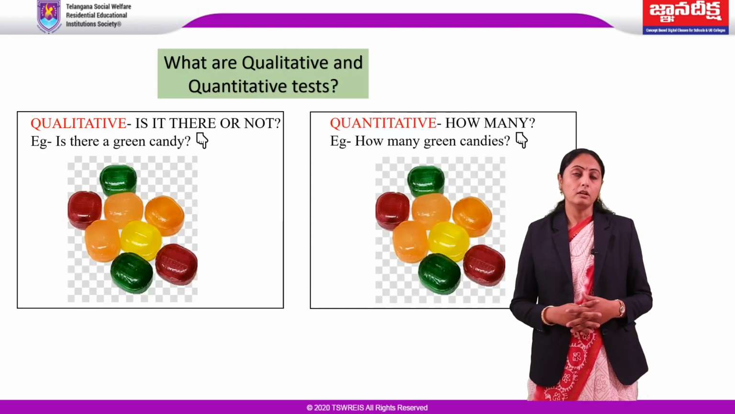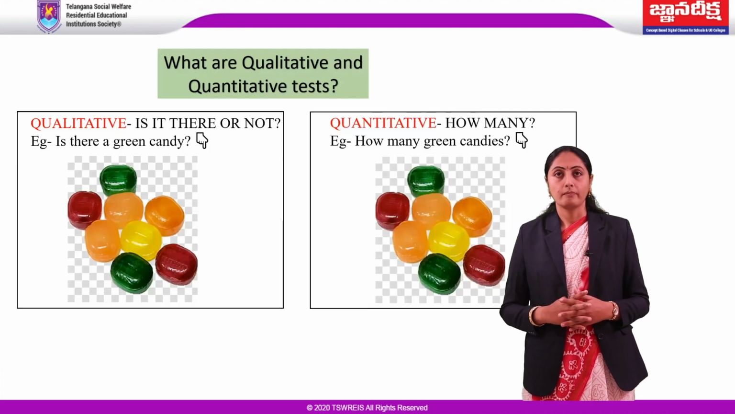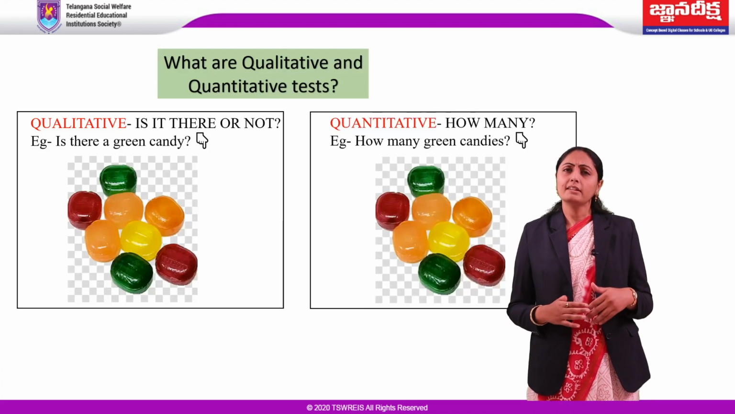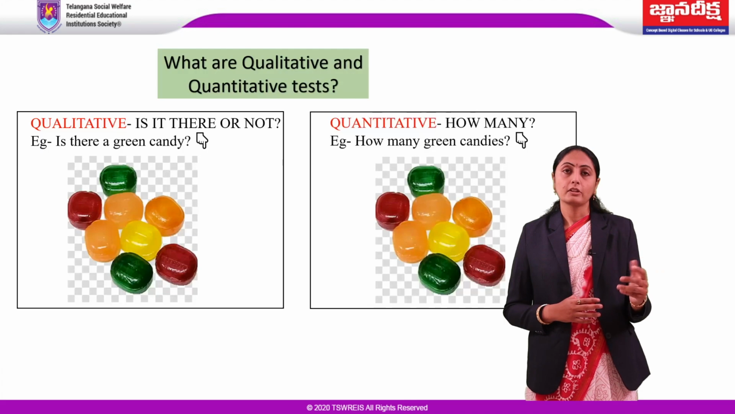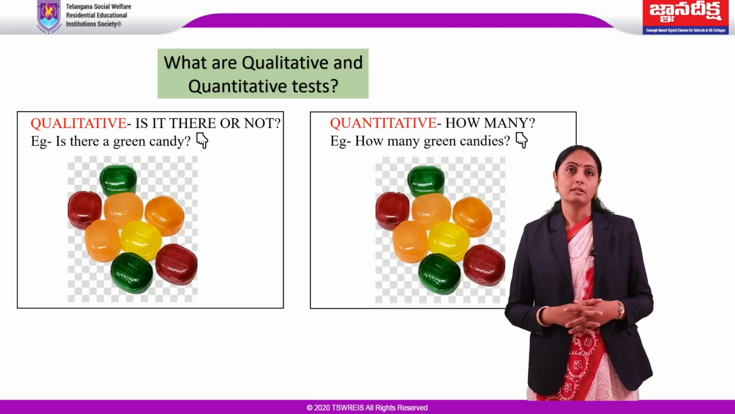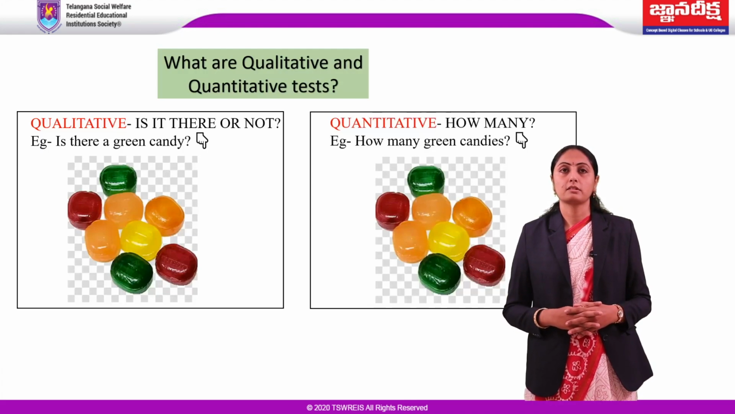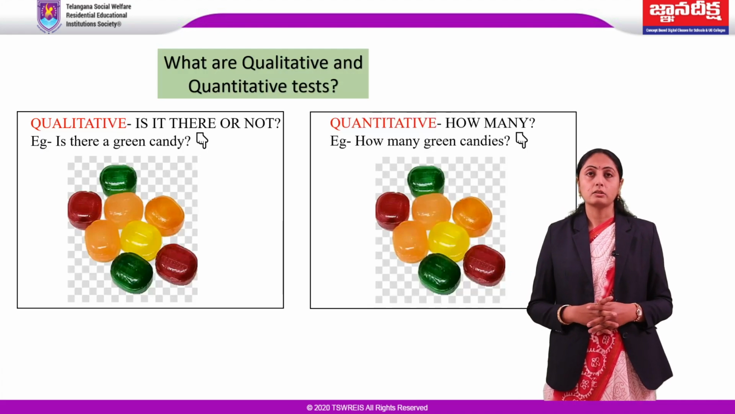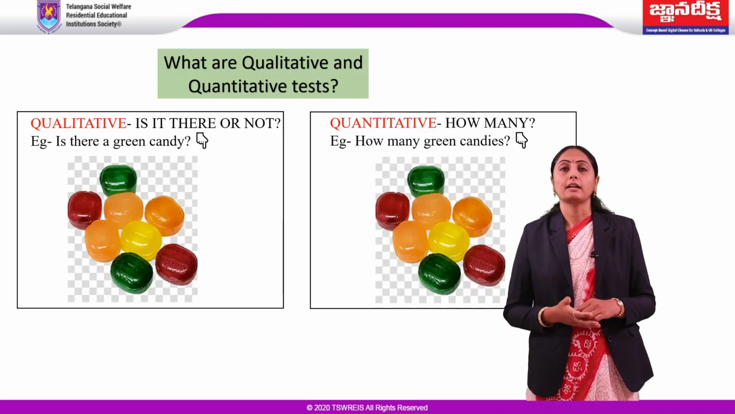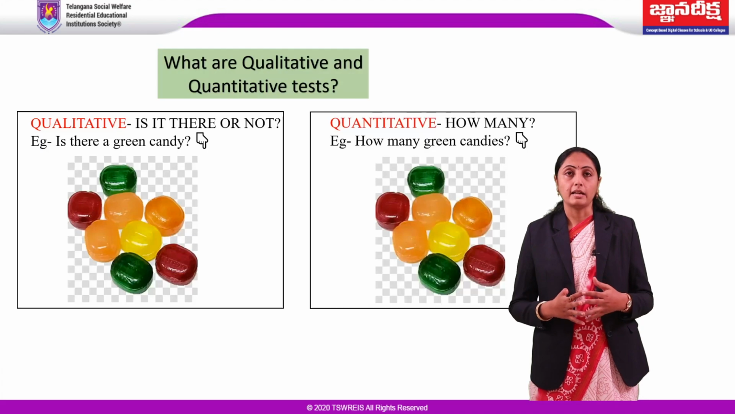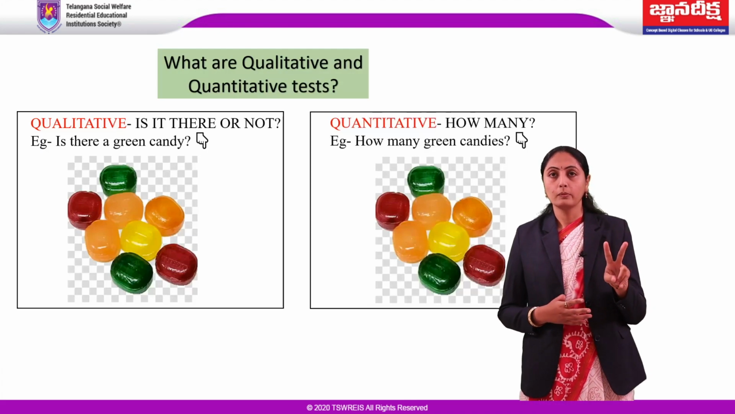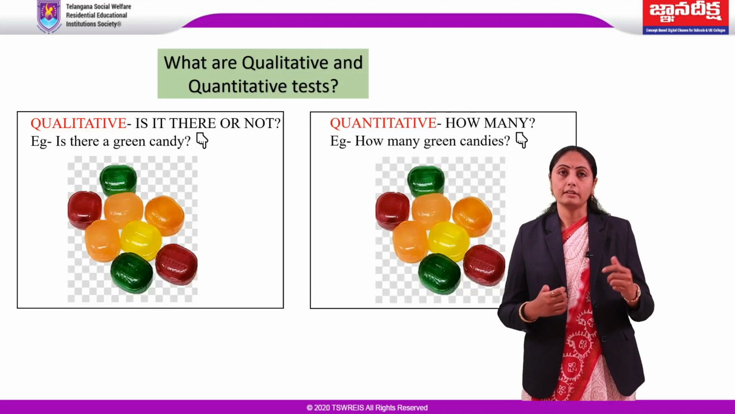For example, looking at this image, if I ask you whether there is any green candy, you would say yes, this is a qualitative test. Now, when I ask you how many green candies are there, you will reply with a number like 2. This is a quantitative test.